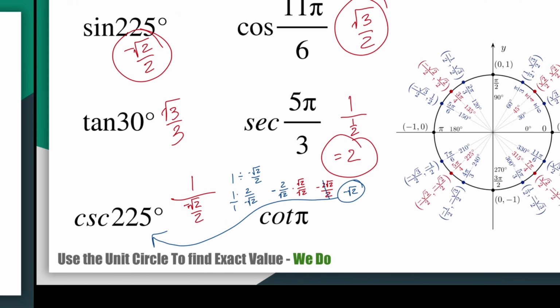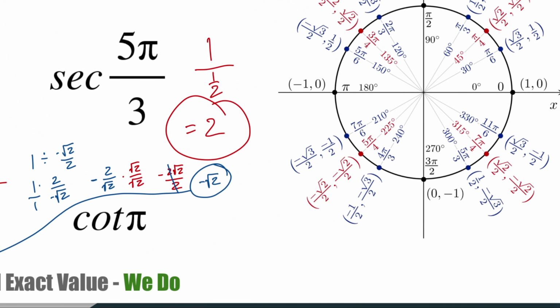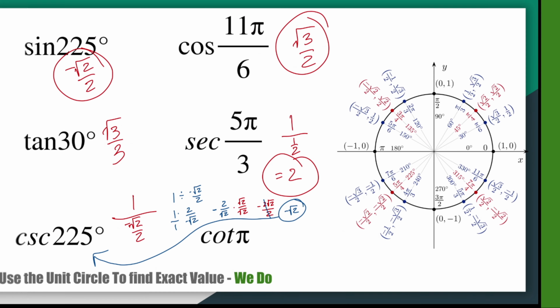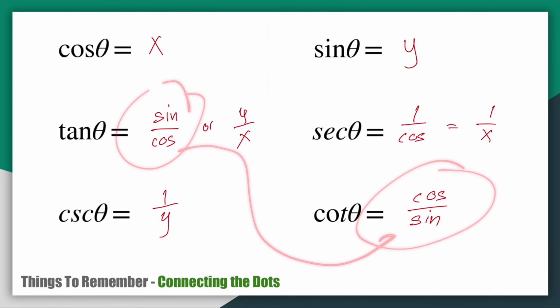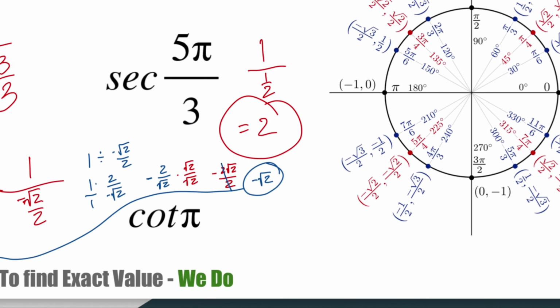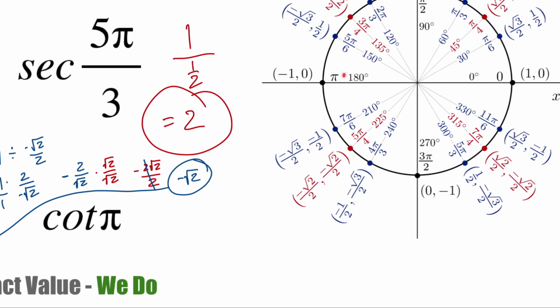Now, cotangent of pi. Remember, cotangent is the opposite of tangent. If tangent, back here, is sine over cosine, then cotangent is cosine over sine. So when I go cotangent of pi, that's right here. I need cosine over sine. Well, cosine is my x value, which is just negative 1. Sine is my y value of 0.